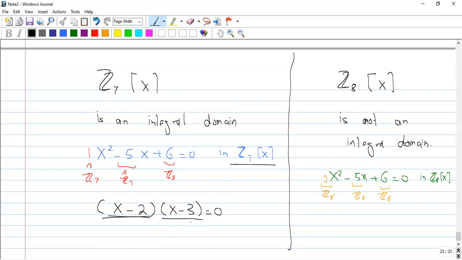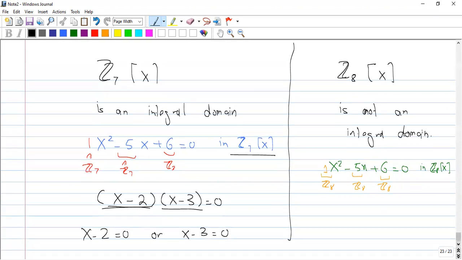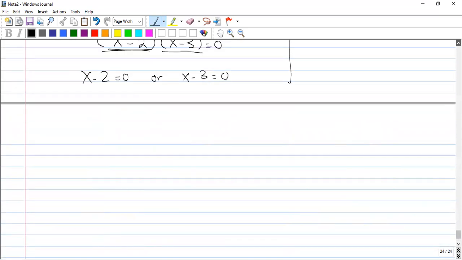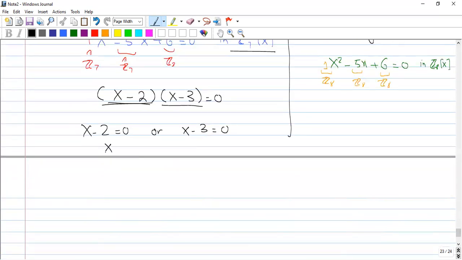So product of two things is equal to 0. It implies that this thing is equal to 0 or this thing is equal to 0, and from here you compute it, and from here आपने इसके दो रूट्स कंप्यूट कर दिए. x is equal to 2 and x is equal to 3.